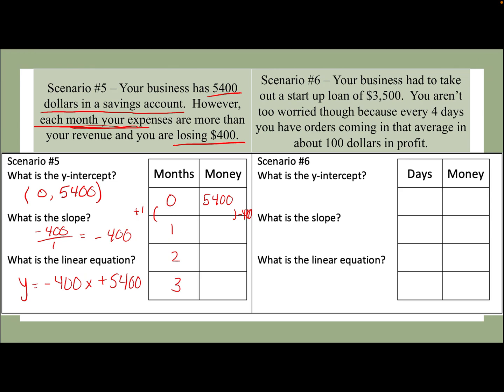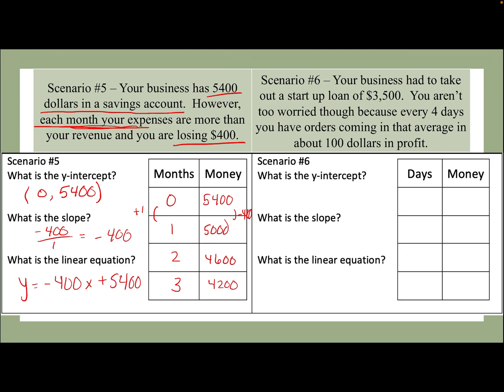And on my other side, I have 5,000, 4,600 and 4,200. And that will complete my table there.